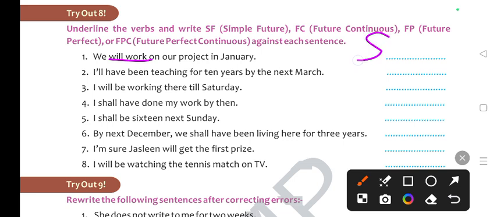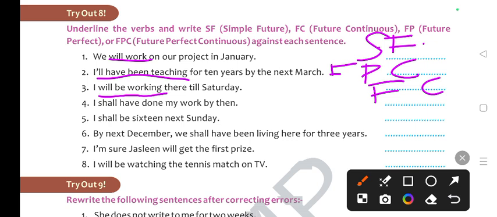So you could write here SF, means simple future. I will have been teaching for 10 years by the next March. So this is have been teaching. It means future perfect continuous, FPC. I will be working there till Saturday. I will be working, so will is there. This is continuous tense. It means it's a future continuous tense. I shall have done. This is future perfect tense. Okay. This is future perfect tense.